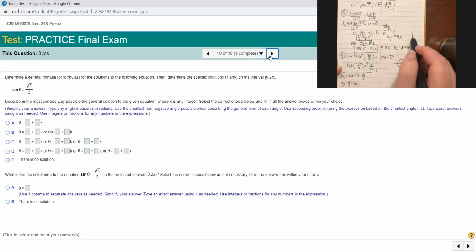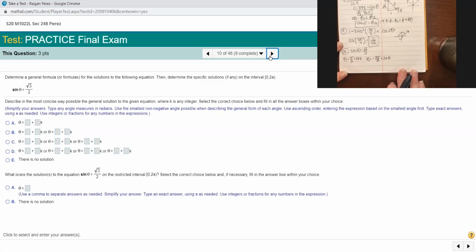But sine is positive in the first quadrant and in the second quadrant. So we got the pi over 3, but we need the pi over 3 angle here, which is 2 pi over 3 plus 2 pi k. So for the first part, our answer is B, and this is what we plug in. And then the second part, you choose A, and you plug in your solutions. Well, theta is pi over 3 or 2 pi over 3.